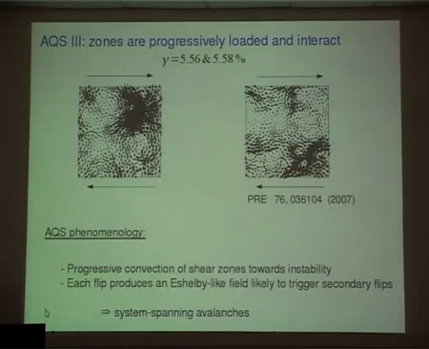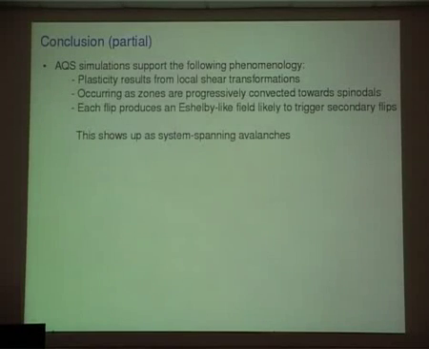So the point here is that what we learned from the AQS simulation is that plasticity results from local shear transformations, but these are not isolated events. In fact, plasticity involves avalanches of these local shear transformations. There are two reasons why you have avalanches. One is that this Eshelby mechanism tells you that as soon as you have a rearrangement, it will load the system farther away. So you have this possibility of communication between rearrangements.